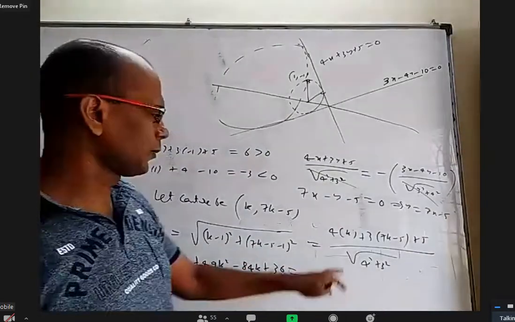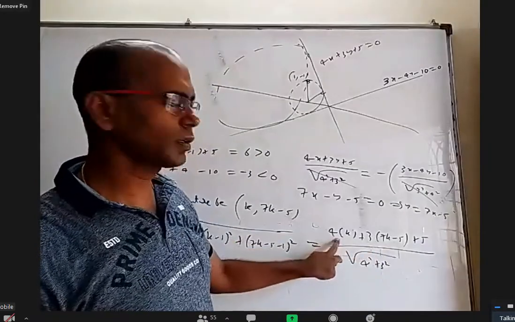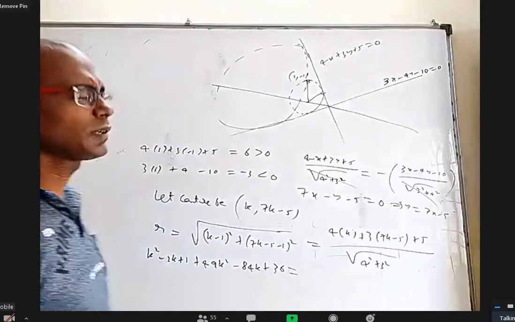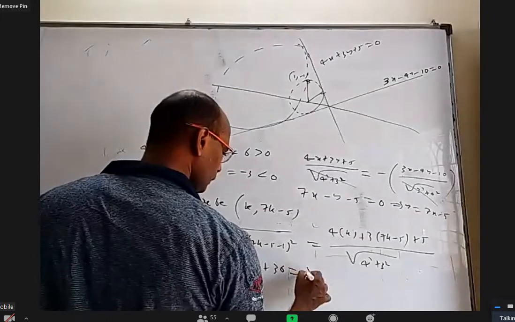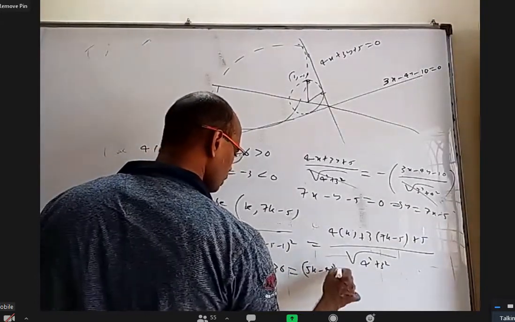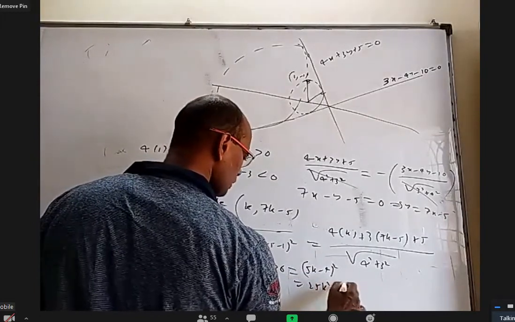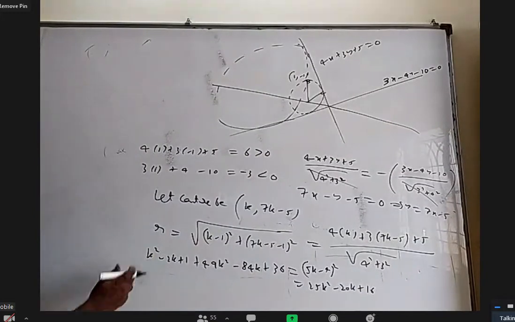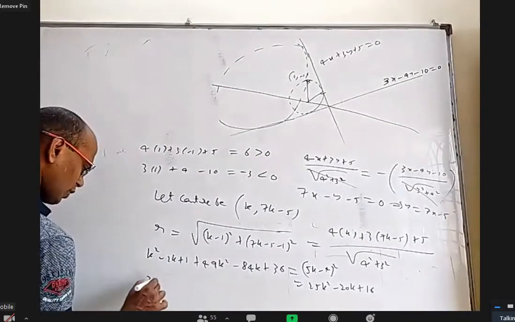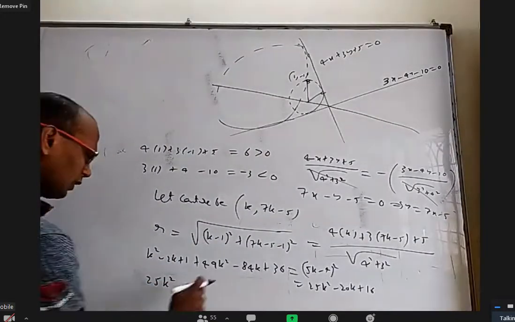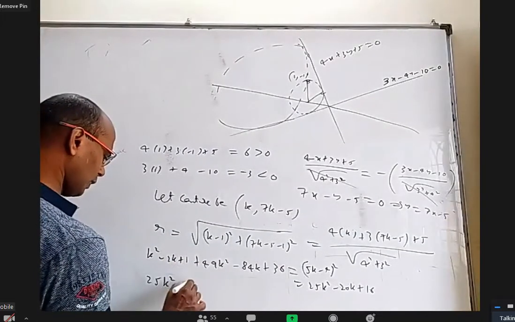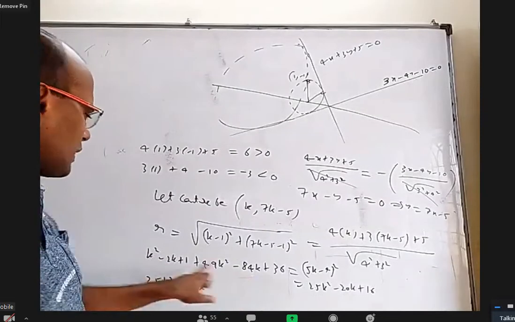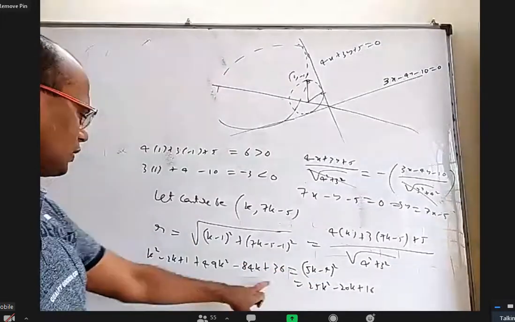This is 21k plus 4k, 25k by 5. 5k minus 20 means (5k minus 4) whole square. 5k minus 4, which is 25k square minus 20k plus 16. Bring this side, this is 50k square, that is 25k square, so I'll get 25k square minus 66k. Constant here is, from this, if you remove 16, 20, 21.